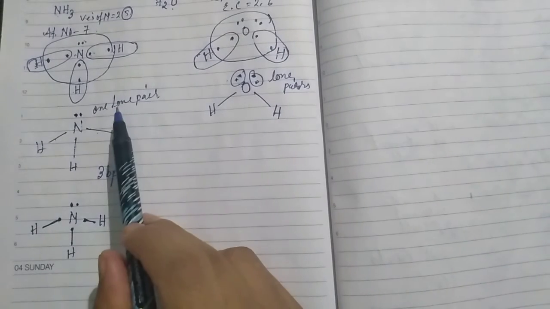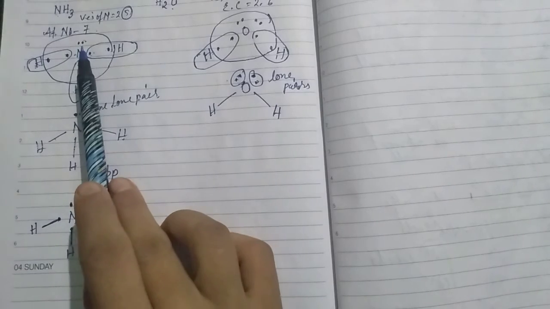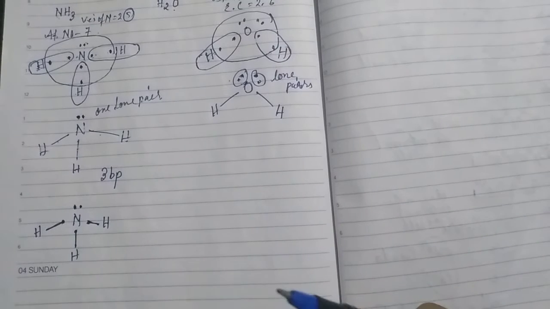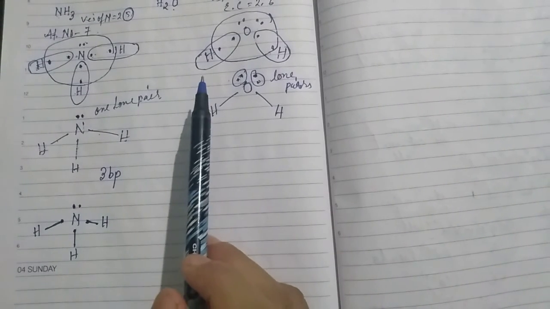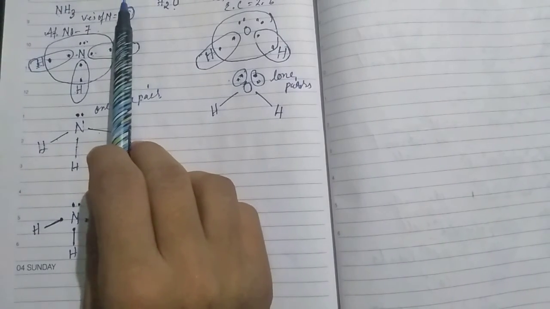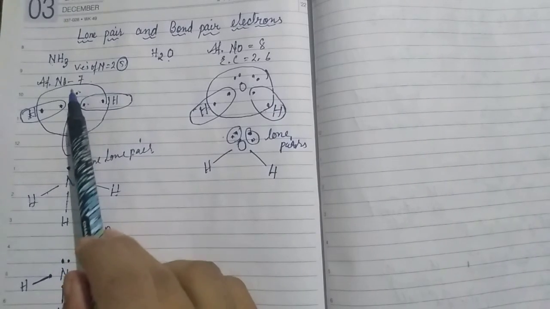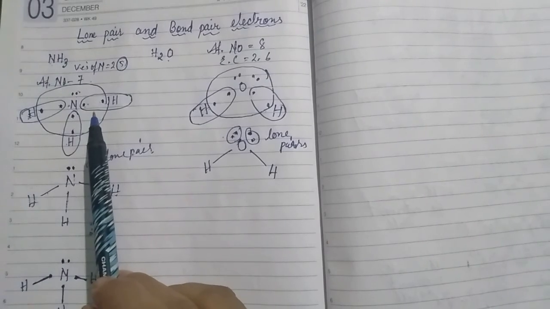Now see, nitrogen belonging to group 15 has one lone pair, group 16 has two lone pairs, group 17 will have three lone pairs. Generally in the halogen group, any compound of the halides, such as Cl or Br, has three lone pairs. So what is a lone pair and bond pair? We get to know from here that lone pairs are those electrons which are not involved in bonding, and those which are involved in bonding are called bond pairs of electrons or shared pairs of electrons.